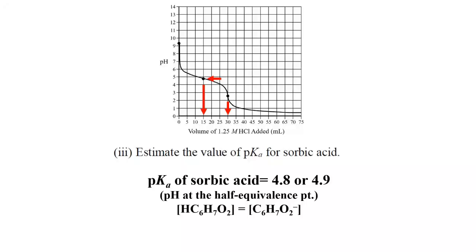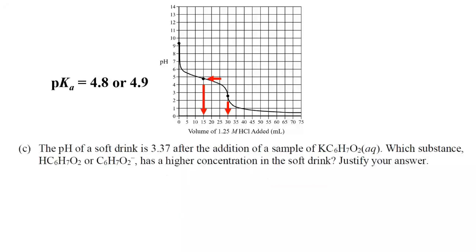All right, now let us move on to part C of this question. It says the pH of a soft drink is 3.37 after the addition of a sample of potassium sorbate. Which substance, the sorbic acid or the sorbate ion, has a higher concentration in the soft drink? Justify your answer.